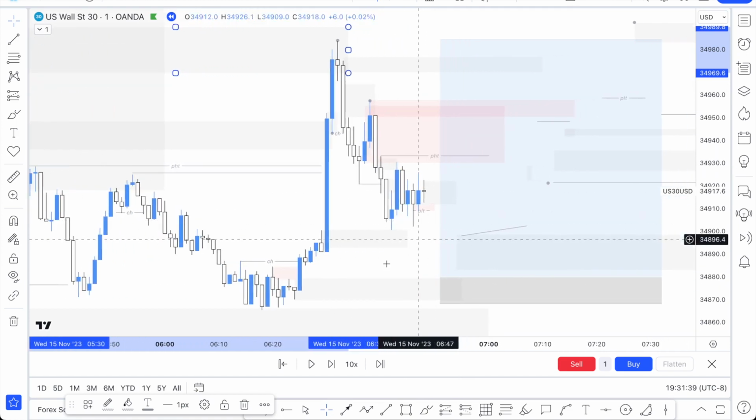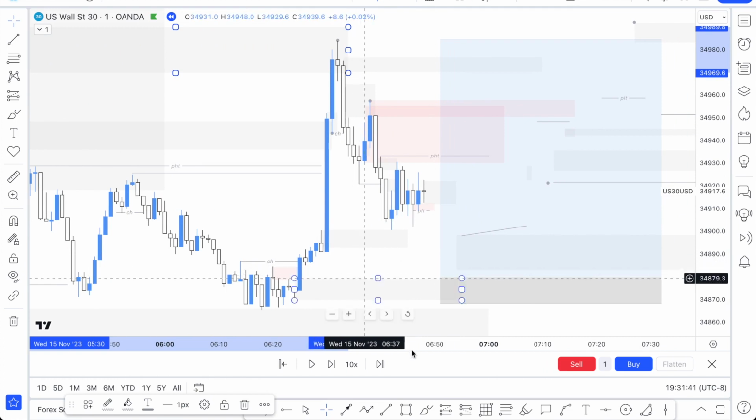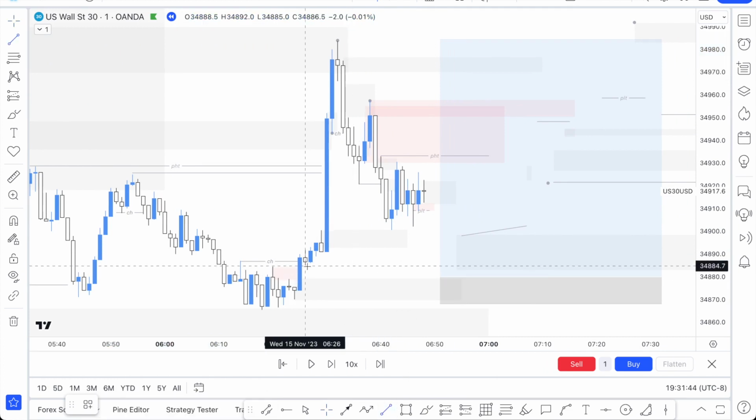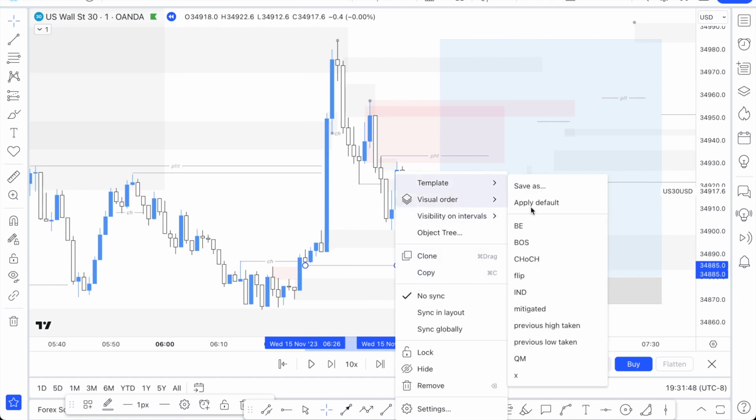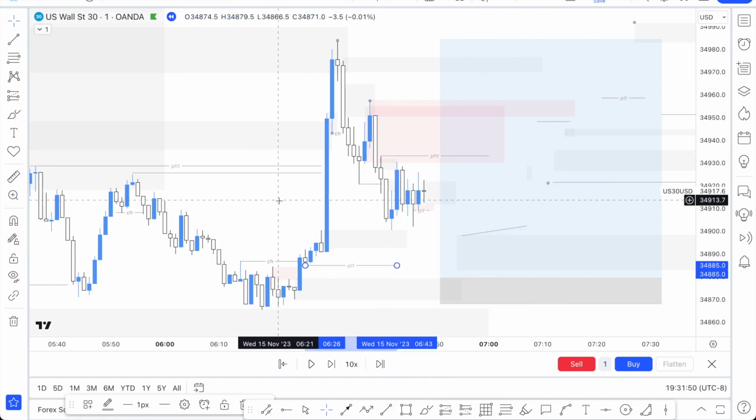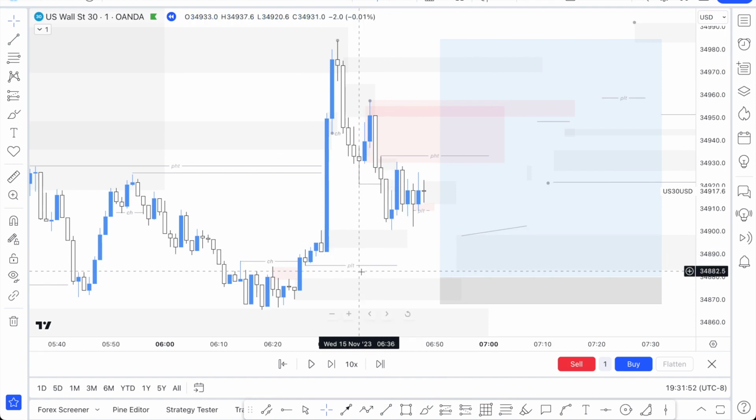So let's continue. Right here, I had the PLT. I didn't put it here, but I had it right there. I saw this. This was my PLT right there. Okay, right there, that's your PLT. So this PLT here is essentially what I'm looking for price to sweep.